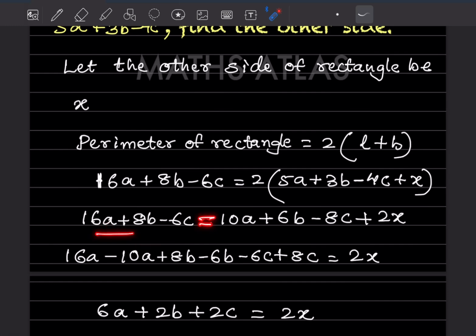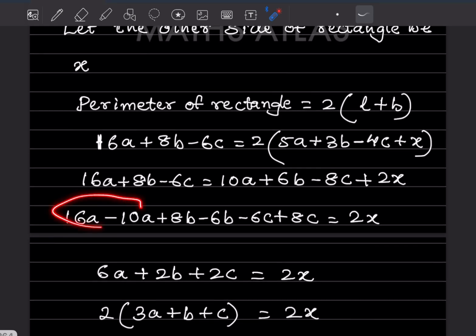Now see, here is the equal to sign. So 16a, write as it is. This you will bring on this side, so that is going to be minus 10a. This write as it is. So you bring 6b on the other side, that is going to be minus 6b. This write as it is. But when you take this on the other side, that is going to be plus 8c. And this is already on the right hand side, that is going to be 2x. So this is going to be 6a plus 2b plus 2c, equals 2x.